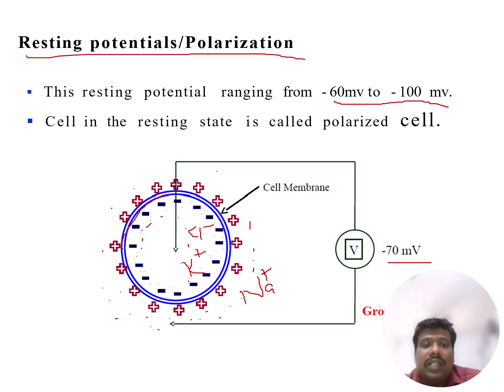Okay, the cell is in resting stage. At this time the cell membrane does not allow the sodium ions from outside to inside the cell membrane. It permits only the potassium and chloride ions. At this time inside the cell membrane is negatively charged compared with outside the cell membrane. We measure the potential inside the cell membrane and get approximately minus 70 millivolt, minus 60 to minus 100 millivolt. This potential is called resting potential.